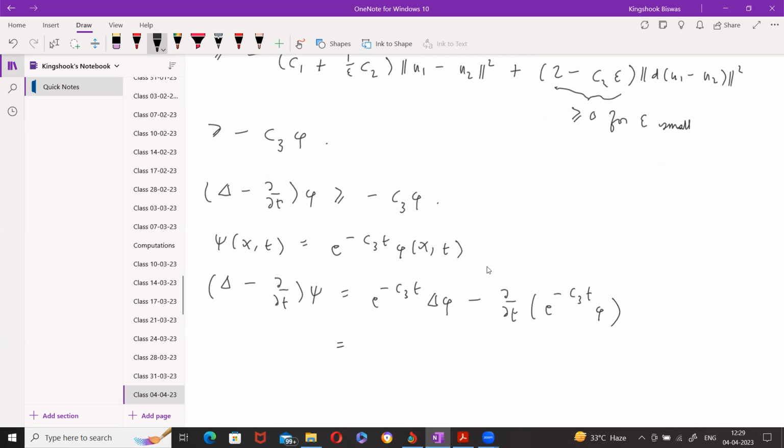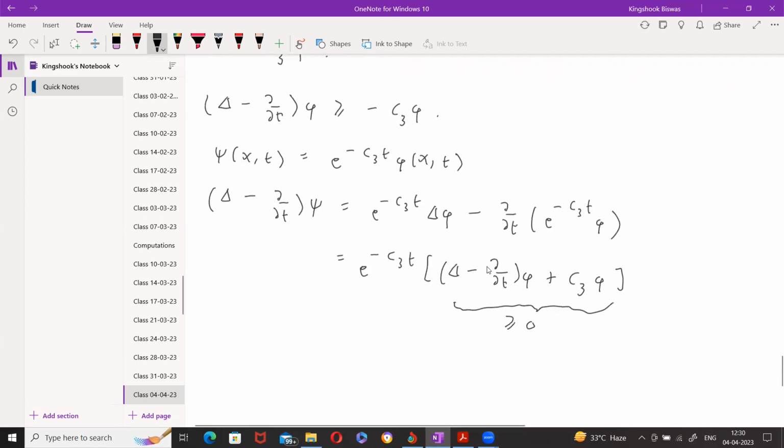So I can take e to the minus C3t common to all the terms, right? And then I'll get Laplacian minus del del t of phi. And then when I take del del t of this e to the minus C3t, I'll get a minus C3, and that with this minus will give me a plus. So then I'll get plus C3 phi. Okay. Now this quantity we've computed is greater than or equal to 0. Right? That's what we just got above. So the whole thing is greater than or equal to 0.